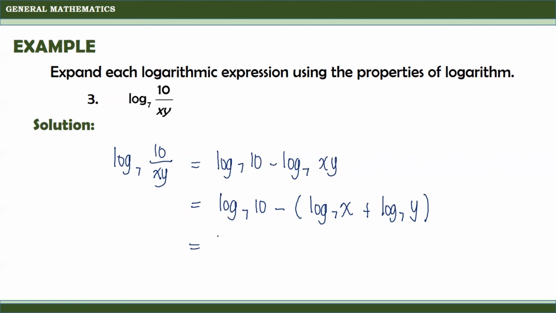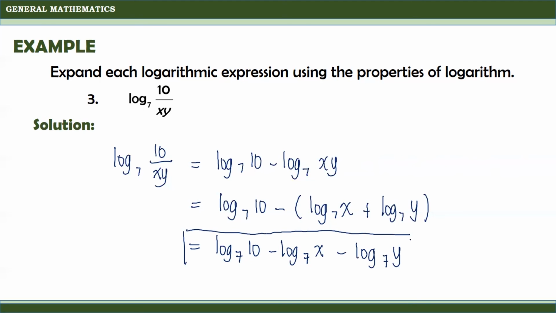With that, simplifying them without the parentheses, we're going to have the logarithm of 10 to the base 7 minus the logarithm of x to the base 7 minus the logarithm of y to the base 7. Therefore, this is the expanded form of the given logarithmic expression.